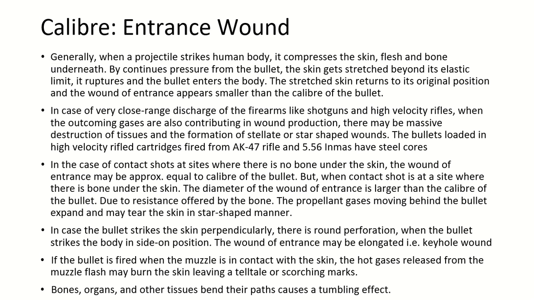Caliber and entrance wound. When a projectile hits the body, first the skin gets stretched, and when it enters the body, the skin again returns to its original position. That is why the wound of entrance appears smaller than the caliber of the bullet. In case of very close range discharge of firearms like shotguns and high velocity rifles, the destruction is more. So, there will be a formation of a stellate or star-shaped wound.